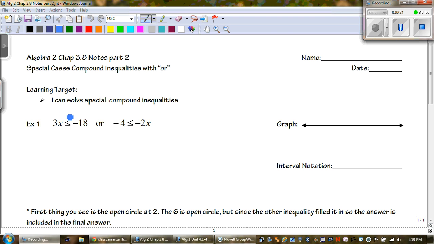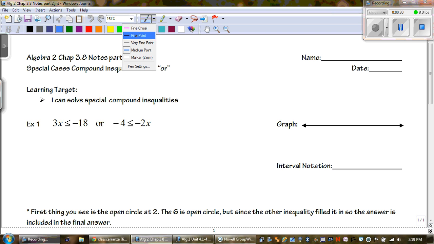It says 3x minus something is less than or equal to negative 18. To solve that, we need to divide both sides by 3, and we get x is less than or equal to negative 6. So that's our first one.